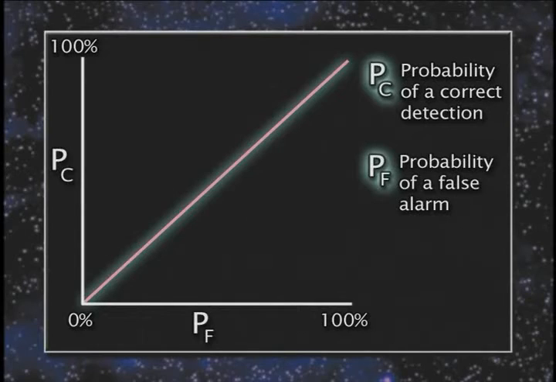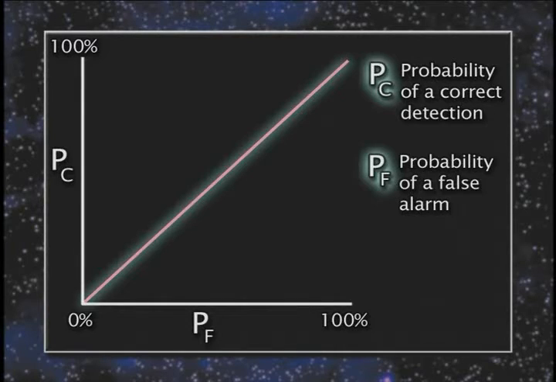The plot you'll end up with is a line. It's a straight line in which, in order to achieve a 100% correct detection rate, you have to put up with a 100% false alarm rate. In order never to call an ICBM a duck, you've got to call nothing an ICBM. And in order never to miss an ICBM attack, you've got to call everything an ICBM attack.